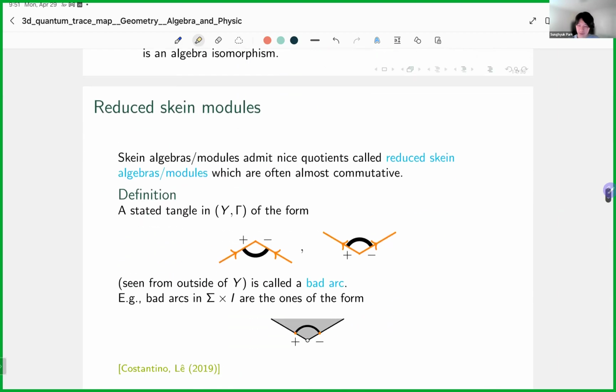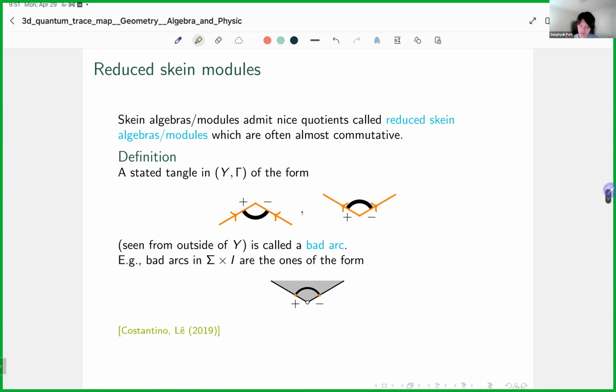Okay, so I've just reviewed the notion of stated skein module and some basic properties of stated skein algebras. And this next thing I want to briefly talk about is a certain nice quotients of stated skein modules and algebras called reduced skein modules and skein algebras.